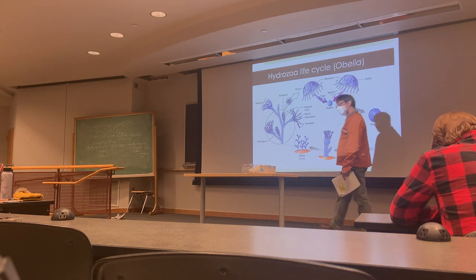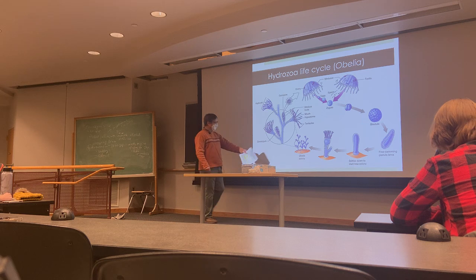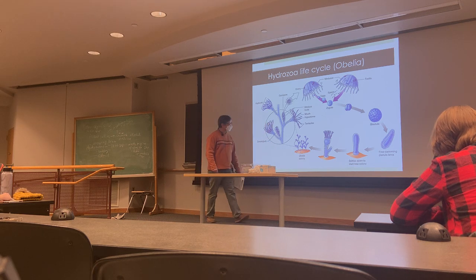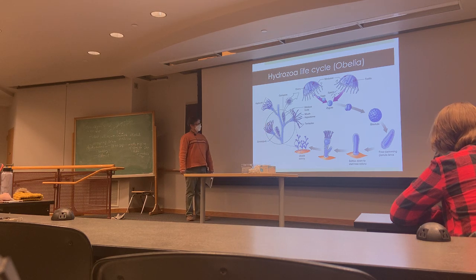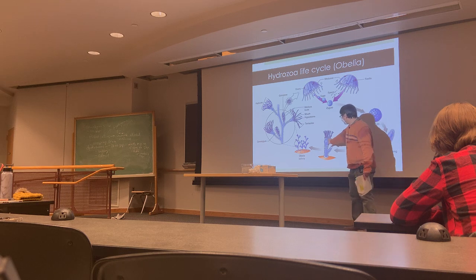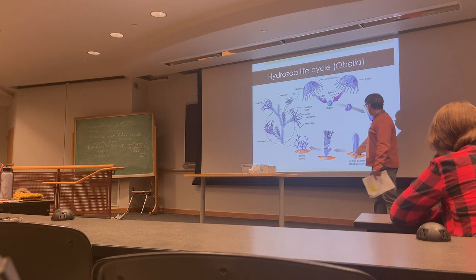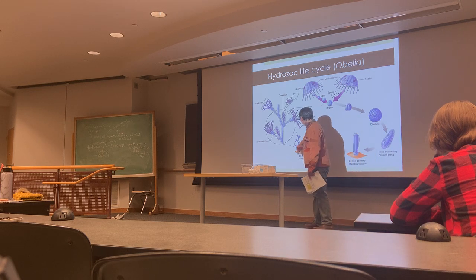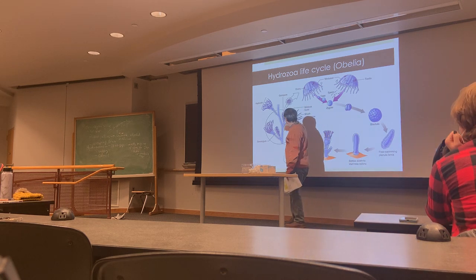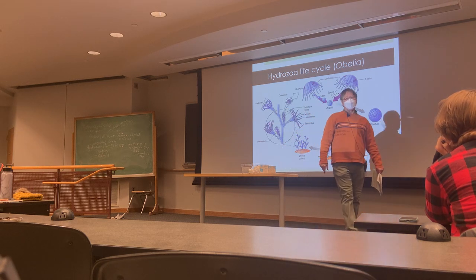The typical life cycle of a hydrozoan, in this case a colonial hydrozoan, genus known as Obelia. Individuals begin as a single polyp. Through asexual reproduction, they will bud off additional individuals, with interconnection of the gastrovascular cavity amongst these individual polyps.